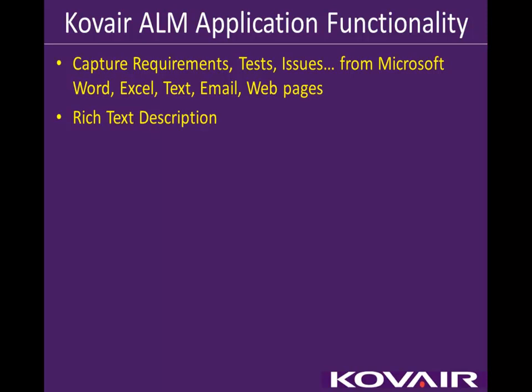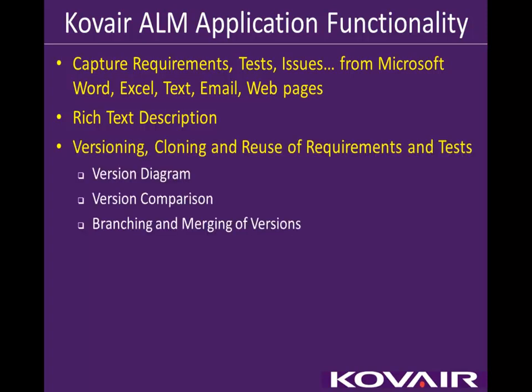Rich text description. So our user stories are rich text. That means you can format it just like Microsoft Word, embed images in that. So it is not just plain text, which actually most of the other tools are. We have the versioning, cloning, and reusing of those requirements. So, for example, you can create multiple versions. These are all built in within Kovair. You can even do the branching and merging of those versions for the same user story to reuse it for different purposes.